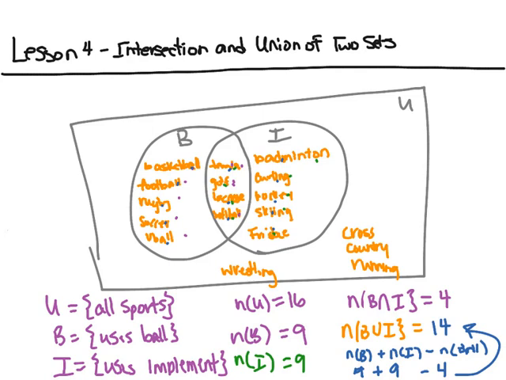And the last thing would be the number of B or I. We want to find the complement of that. So that means the number of things that are not in B or I. And that would be our outside numbers, which is 2. So there's all of our important information.